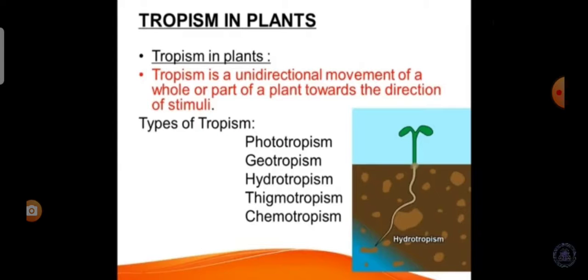Now, let us know about tropism in plants. Tropism is a unidirectional movement of a whole or part of a plant towards the direction of the stimulus. Types of tropism: based on the nature of the stimulus, tropism can be classified as phototropism, geotropism, hydrotropism, thigmotropism, and chemotropism.